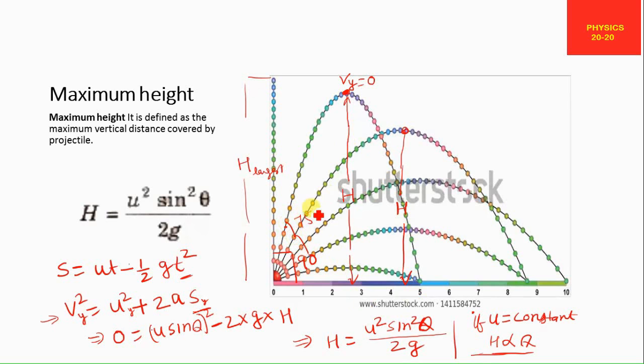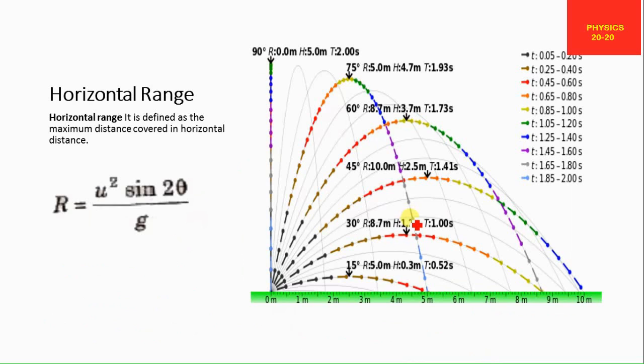But if the angle of projection is different from 90 degree, let us suppose this is 75 degree, then this height will be lesser than this height. This is the h. If the angle of projection is further lesser, the height will keep on decreasing. So the height and the time of flight depend directly upon the angle of projection.